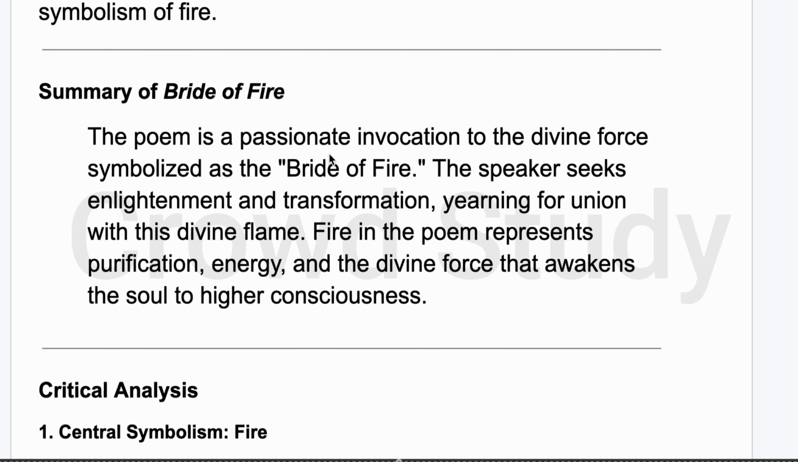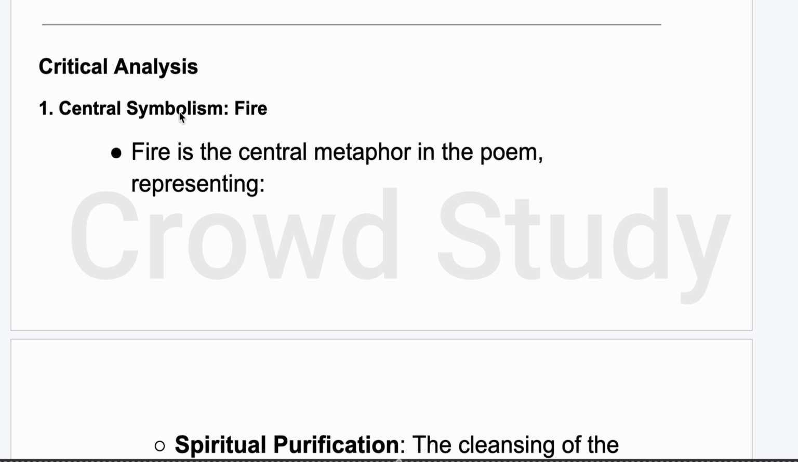The summary of Bride of Fire. The poem is a passionate invocation to the divine force symbolized as the bride of fire. The speaker seeks enlightenment and transformation, yearning for union with the divine flame. Fire in the poem represents purification, energy, and the divine force that awakens the soul to higher consciousness. In the critical analysis, number 1.